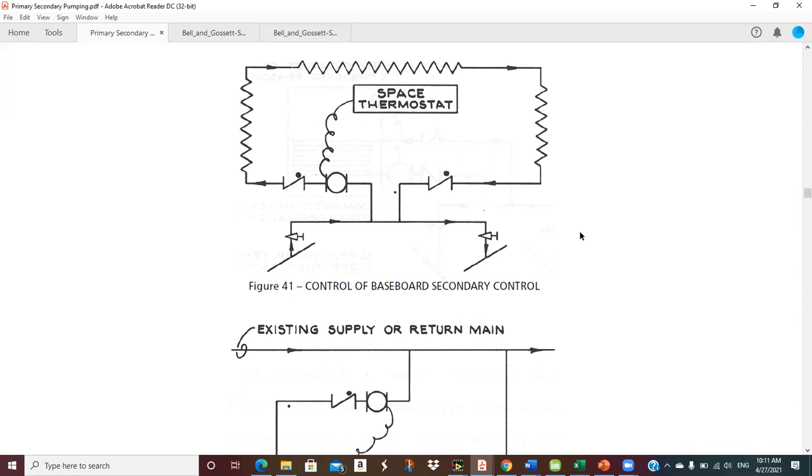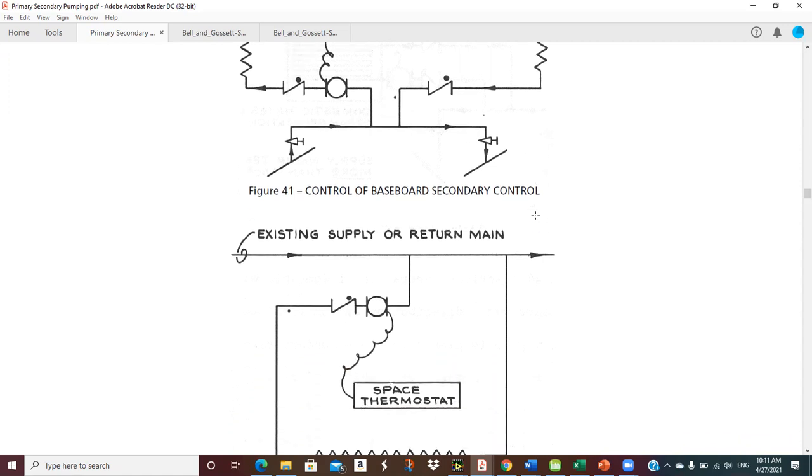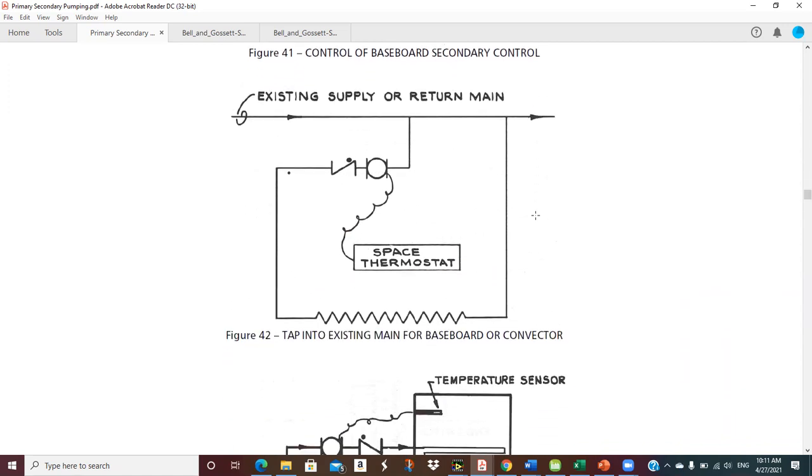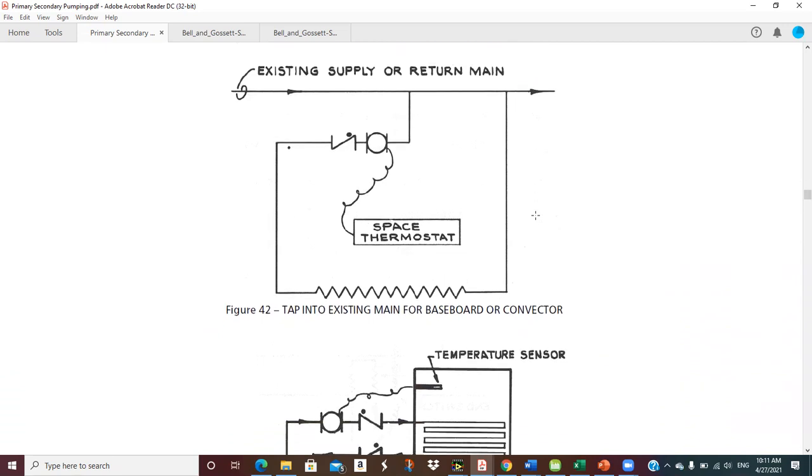So that's a possibility. And of course, we see on this one, we see double flow control or double check valves on it. Existing supply or return main. So this comes up when maybe you have to add a coil and you don't have a supply and a return pipe close at hand.